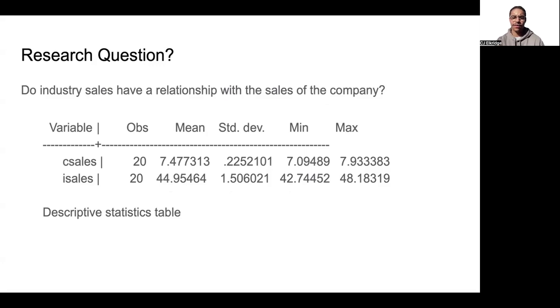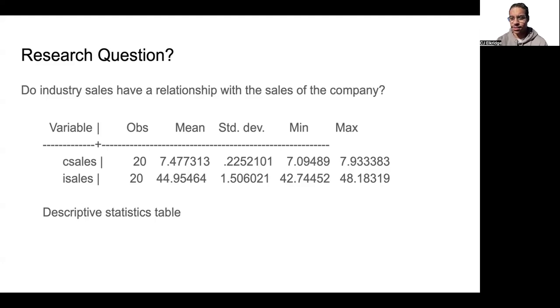The mean value for company sales is 7.47, and the mean value for industry sales is about 44.955. The standard deviation on each of those, respectively, is 0.225 and 1.5. Company sales has a minimum value of 7.09 with a max of 7.93. Industry sales has a minimum value of 42.7 with a maximum of 48.18.